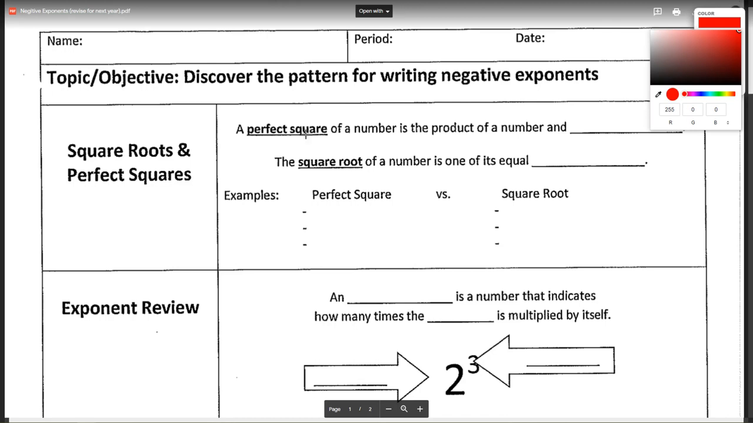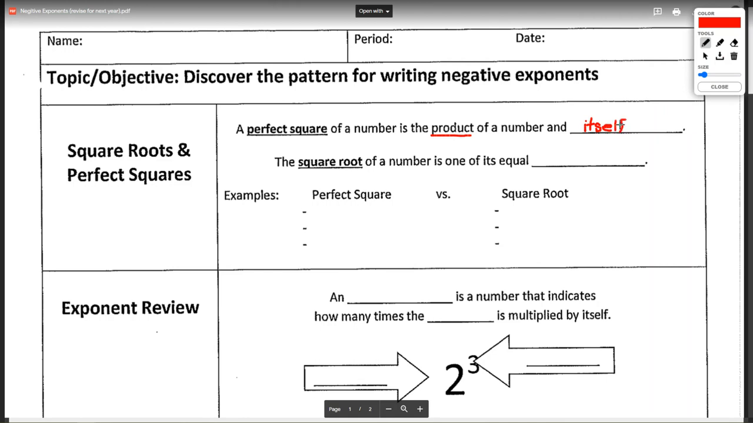So a perfect square of a number, remember, is the product of a number and itself. Basically, you take a number like 5, and then you multiply it times itself, 5. We usually write that as 5 squared with a 2, because it's two groups of 5 being multiplied.